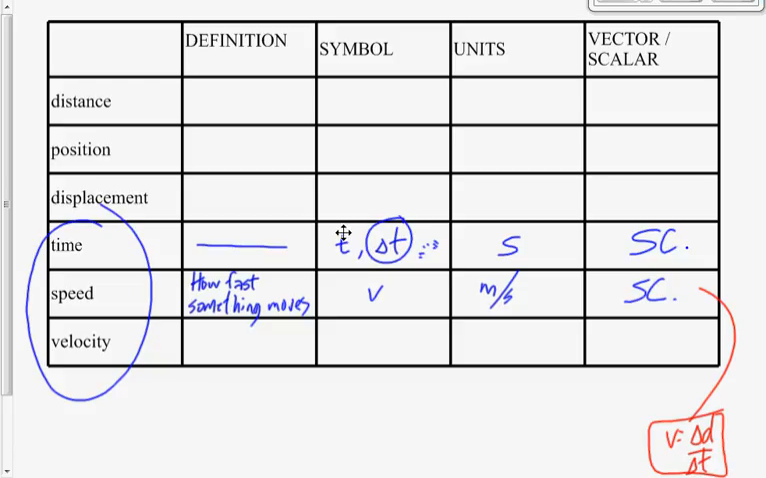Velocity, the definition of this one's a little bit trickier. It's the rate of change of position. The symbol for velocity is V with the arrow over it. The standard units are meters per second, and it's going to be a vector. We know that because it's the rate of change of position, which is a vector, and because there's a little half arrow over top of the V.